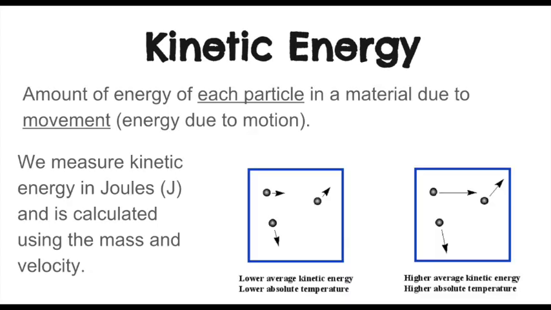air. Kinetic energy is the amount of energy of each particle in a material due to movement. So it's basically energy due to motion. We measure kinetic energy in joules, or a capital J, and it is calculated by using the mass and the velocity of an object.